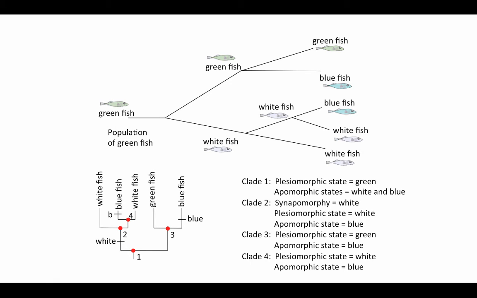Now if we look at clade 4, defined by this node, node 4, the plesiomorphic state continues to be white, right? This common ancestor was white, this common ancestor was white. So whatever the state of the common ancestor of that group, that is the plesiomorphic state for that clade. So just this clade that includes bluefish and whitefish. And the apomorphic state, again, because it's the result of an evolutionary event that happened within that clade, is blue.